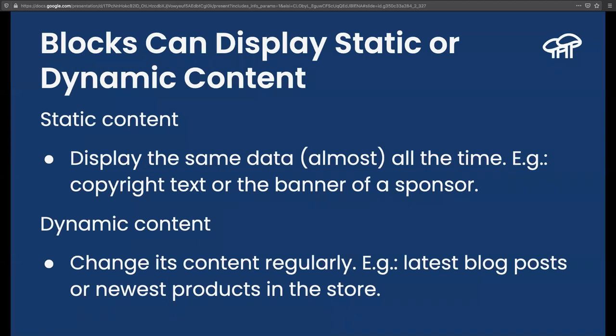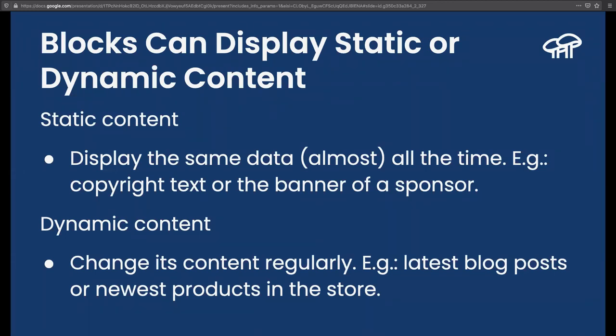And once you have found a place where you want to put them, the blocks themselves have different characteristics. For example, they can be static or dynamic. A static content will be a block that shows the same information every time or almost every time. For example, a copyright text at the bottom of your website, that is going to change very likely once a year. Or if you have an event like this one that has sponsors, throughout the course of the whole event, you want to show the banners for the sponsors in every page on the website. And the specific banner is going to be the same.